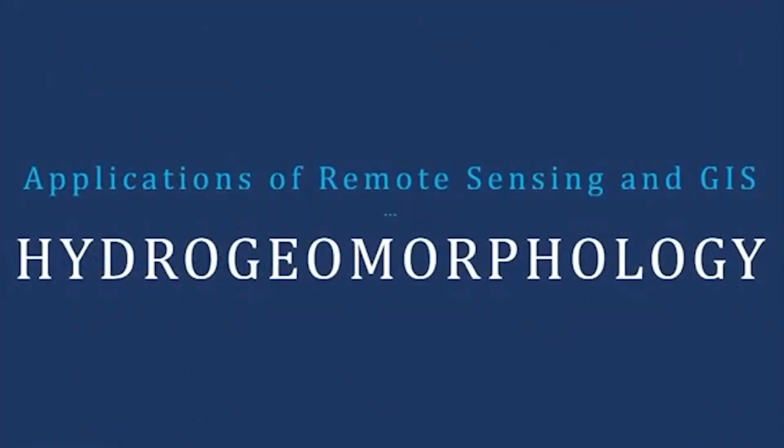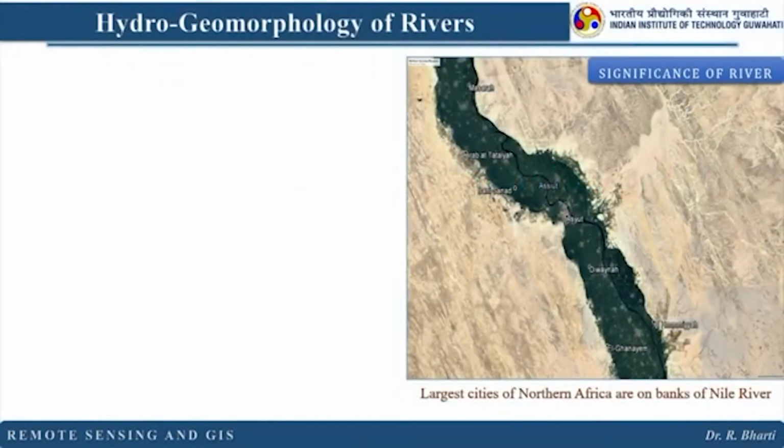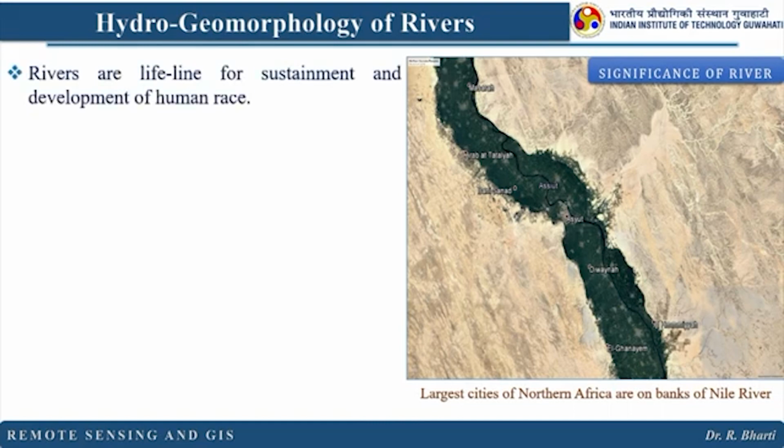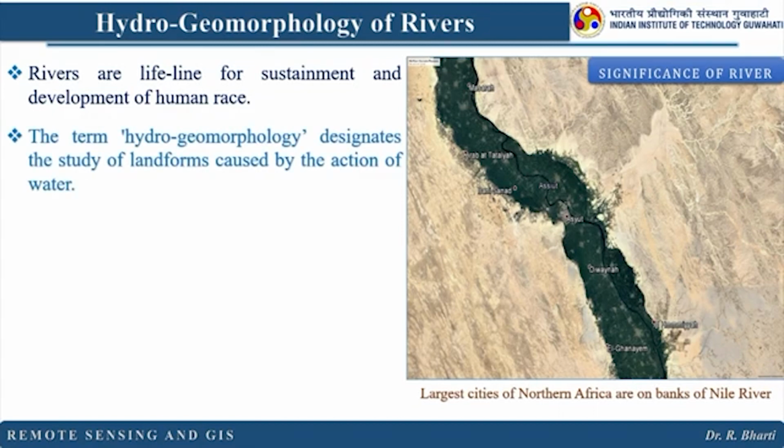Now, let us see one of the very important areas, that is hydrogeomorphology. How rivers play a critical role in our life is already well known. So, let us see how we can utilize remote sensing and GIS in this particular problem. Rivers are the lifeline for the sustainment and development of the human race. The term hydrogeomorphology designates the study of landforms caused by the action of water.